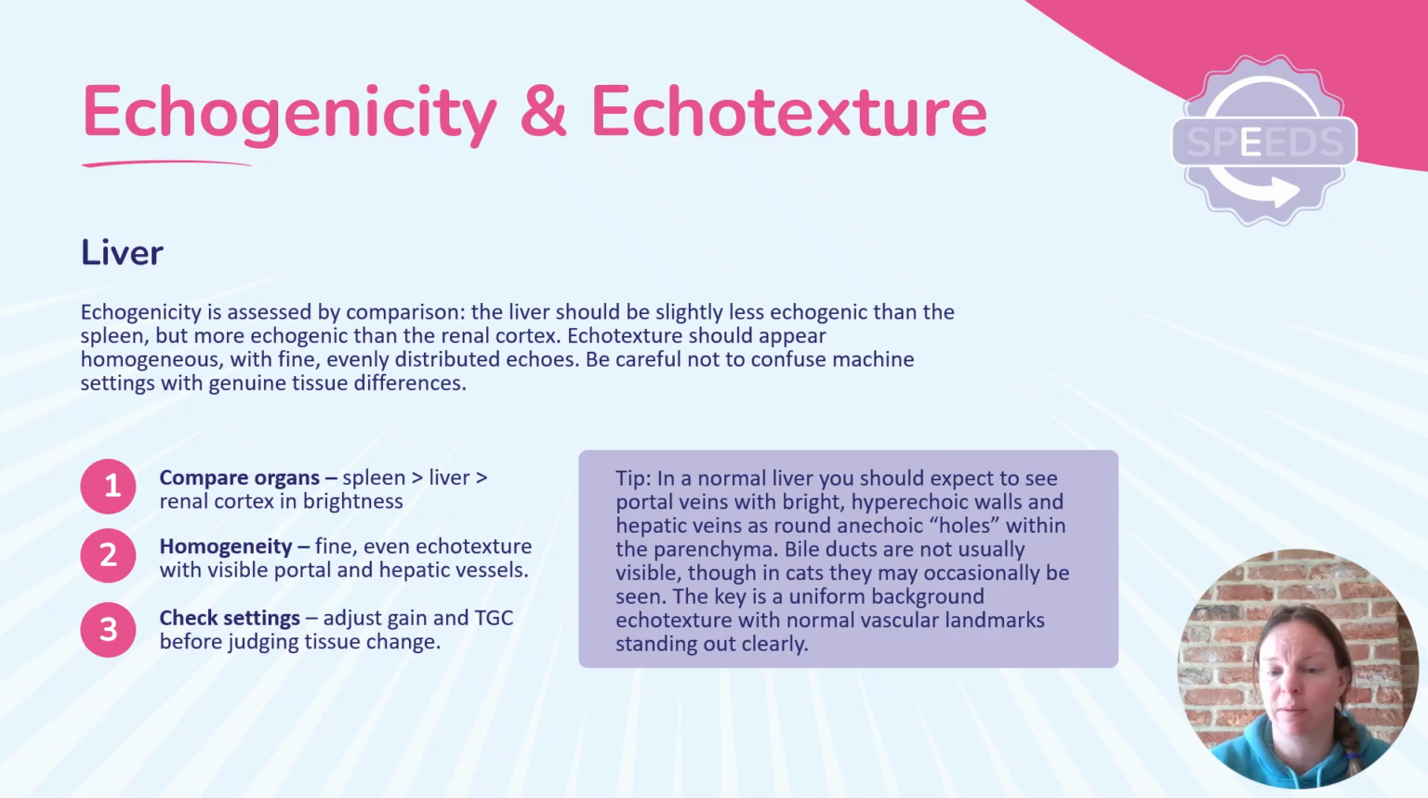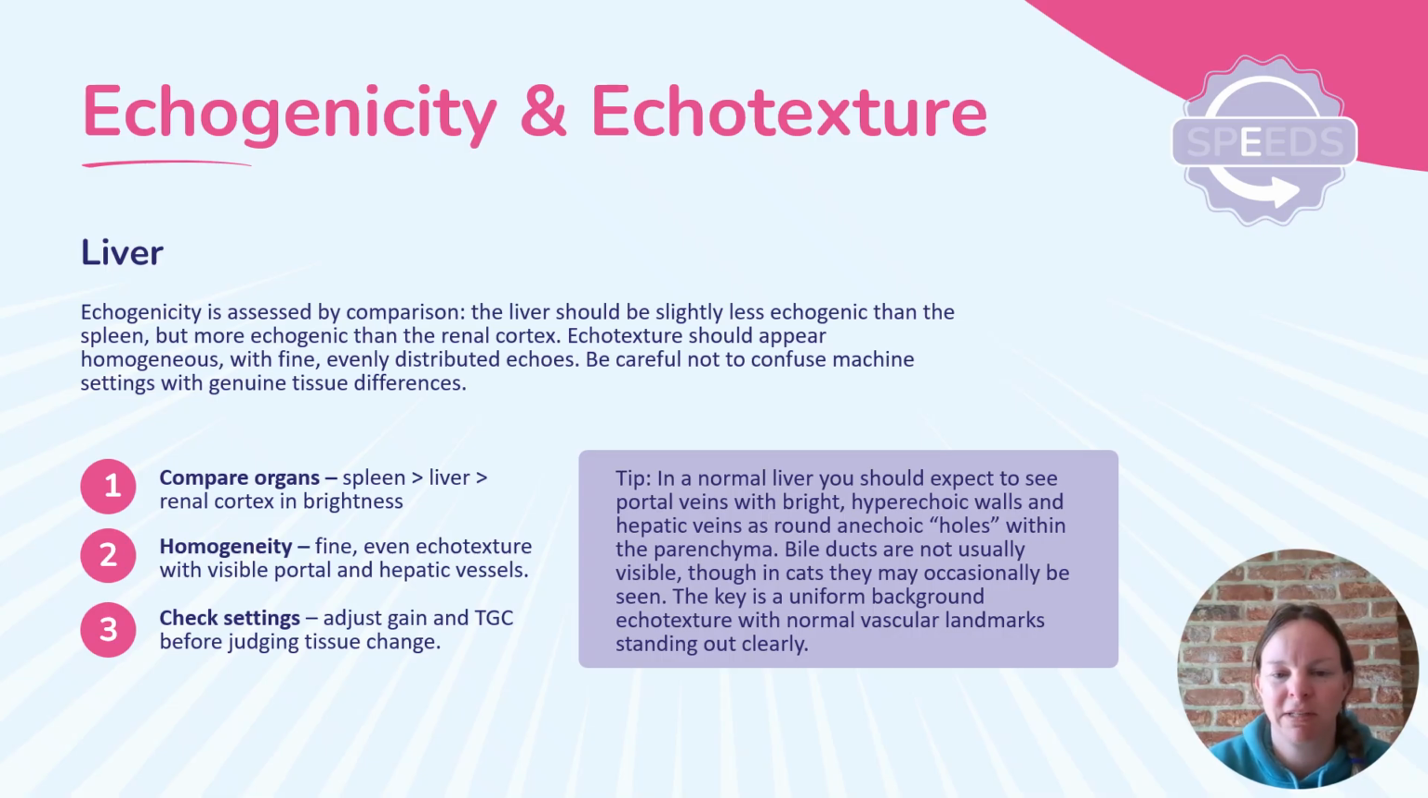Prostate there, we're talking about entire males really. So how homogeneous they are, so looking at the echotexture, we're looking for those visible portal and hepatic veins. And think about adjusting your overall gain and time gain compensation and then judging the tissue differences.